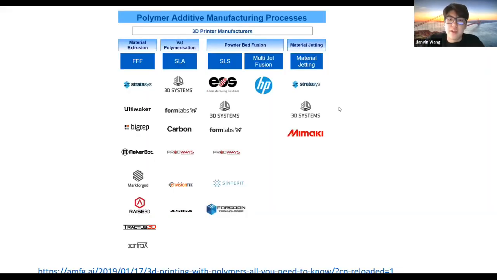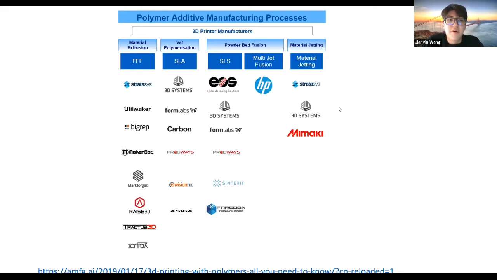Thirdly, with a combination of high accuracy, speed, reliability, and lack of support structures, SLS is used both for functional prototyping and low volume production. However, the disadvantage is pretty obvious. SLS technology is really expensive for a company to purchase.